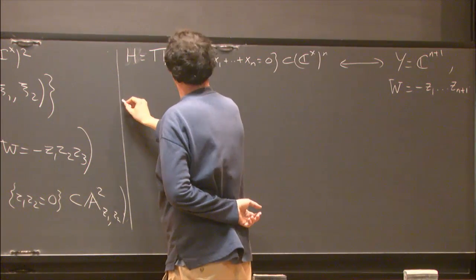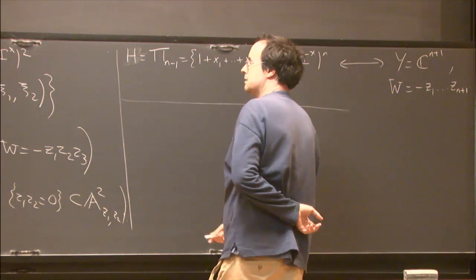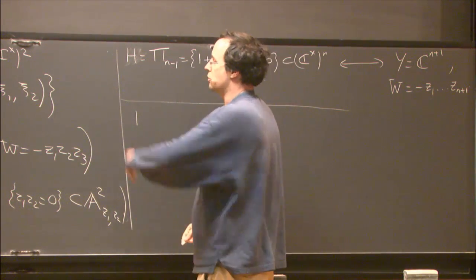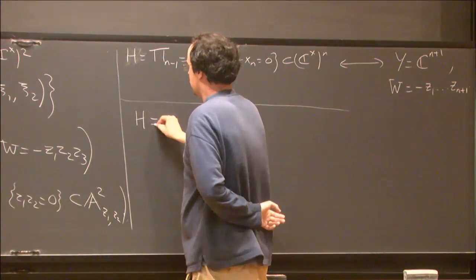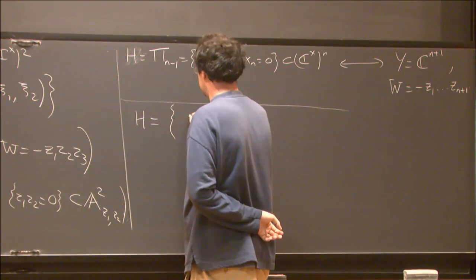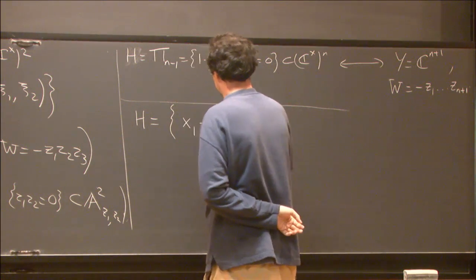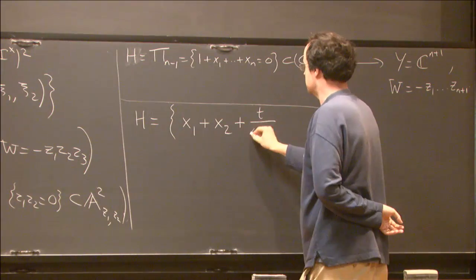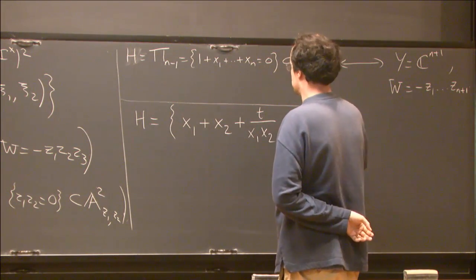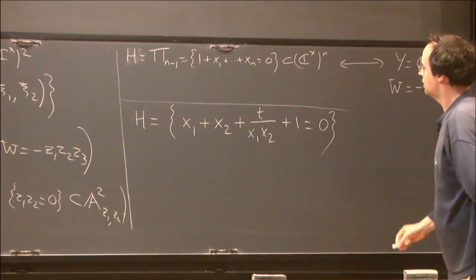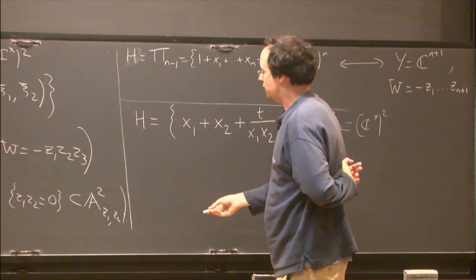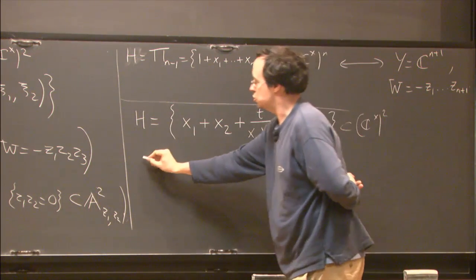All right, and another example that will be useful, just to ground ourselves. Going back to dimension 1, if I look at the variety x1 plus x2 plus, now here's a t finally appearing over x1, x2 plus 1 equals 0 inside (C*)^2. So that, I think, is a three-punctured torus.